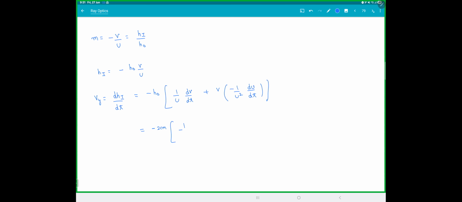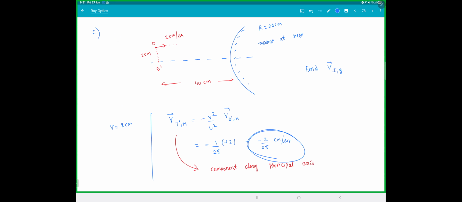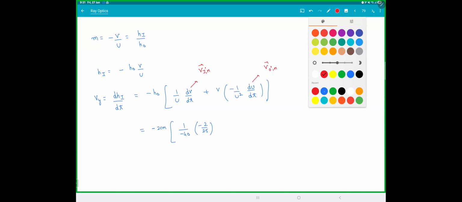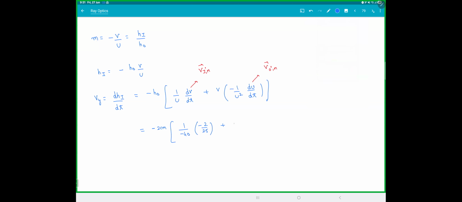This is 1 by u. u is minus 40 centimeters. dv by dt is this guy, minus 2 by 25. Be careful. This is the velocity of the image with respect to the mirror. This guy is the velocity of O dash with respect to the mirror. And v's value is 8. u square is 40 square and du by dt is plus 2.